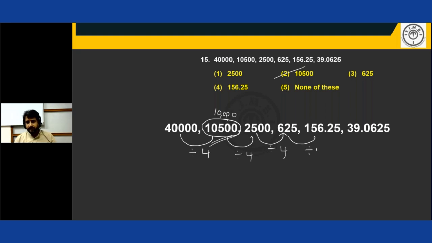625 divided by 4 is 156.25. 156.25 divided by 4 is 39.0625. Perfectly matching. So here they have given the clue. 2,500, 625 for easy understanding. Divided by 4. And this is close to 4 times, even this is close to 4 times. So we corrected the number 10,500 to 10,000, and it is following a proper pattern, right? Now move to the next question.